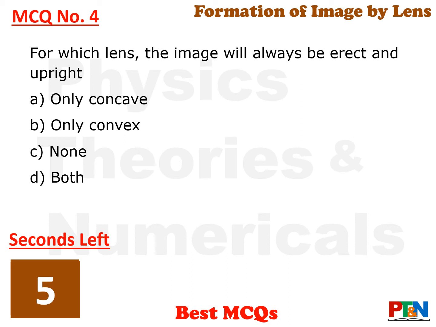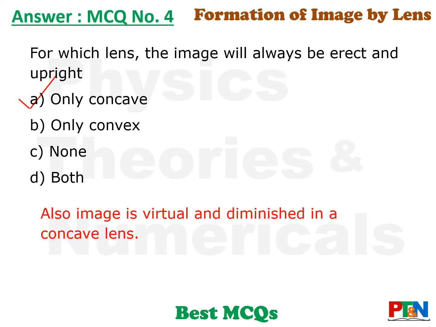Which lens? The image will always be erect and upright. Only concave, only convex, none, both. 5 seconds time. Time starts now. Time's up. Let's see the answer. The answer is only concave lens. So concave lens can form only erect and upright image, and the image it forms will be virtual and diminished also. This is a specific property for concave lens. The image formed will always be virtual, always be diminished and always be upright.